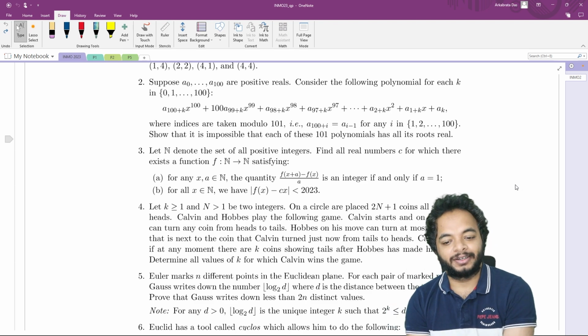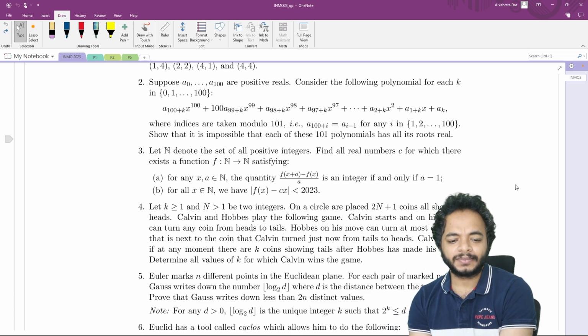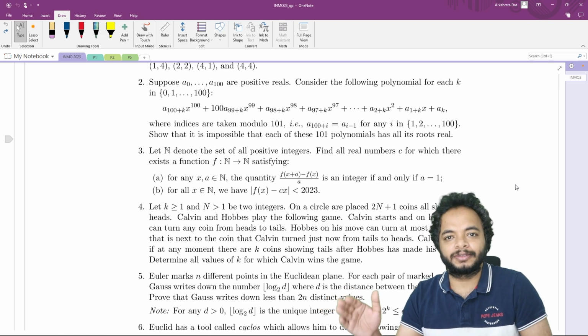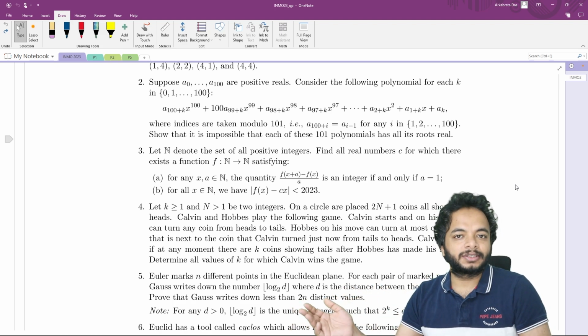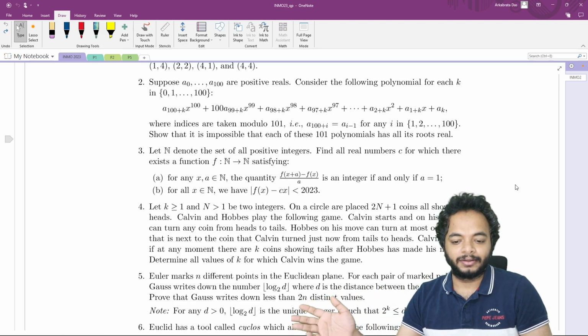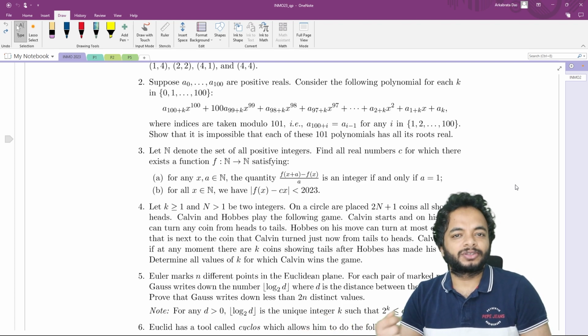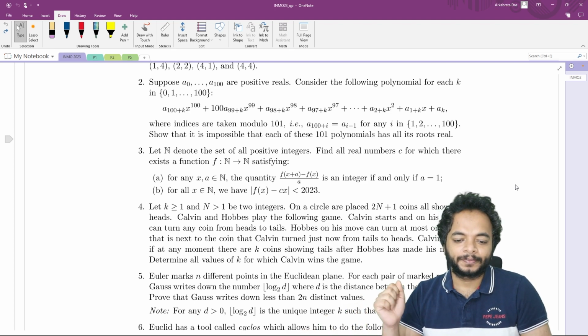So then what can we do? Let's do one thing. Let's take that all these polynomials have all their roots real. So we would just proceed with the help of contradiction. That is the best approach, like we usually do in these types of problems.